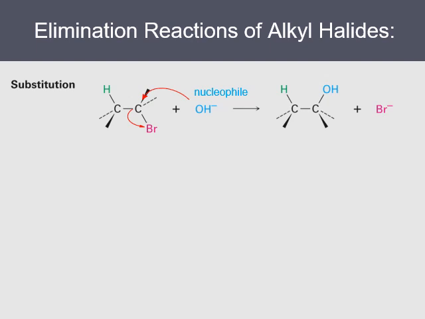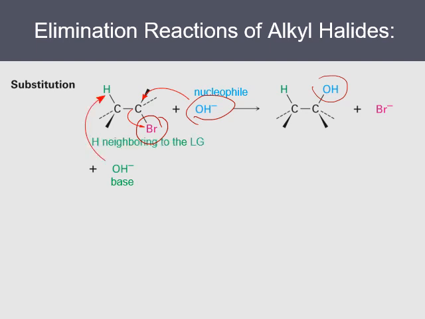In the last section, we discussed nucleophilic substitution reactions, where a halide, which is a leaving group, is replaced by a nucleophile such as hydroxide. Hydroxide may also serve as a base that can react with a hydrogen neighboring the leaving group. When this hydrogen is deprotonated and the leaving group leaves, the molecule forms a double bond. This reaction is called an elimination reaction, because this molecule eliminates a small molecule, hydrogen and bromine, so hydrogen bromide.